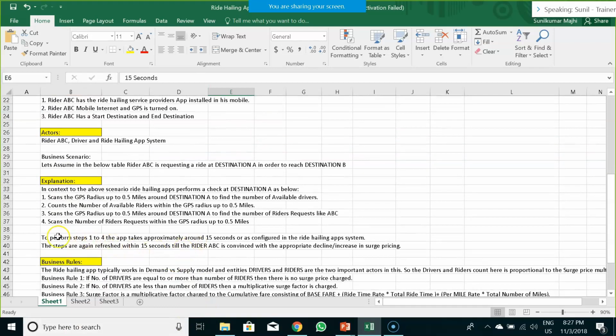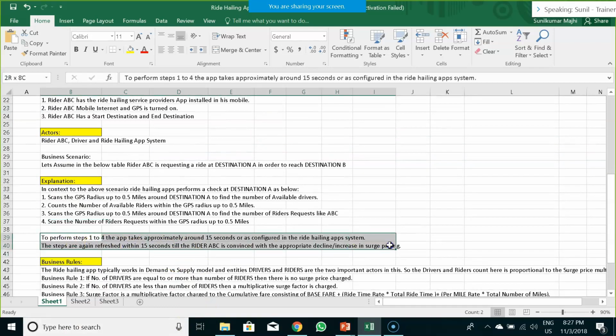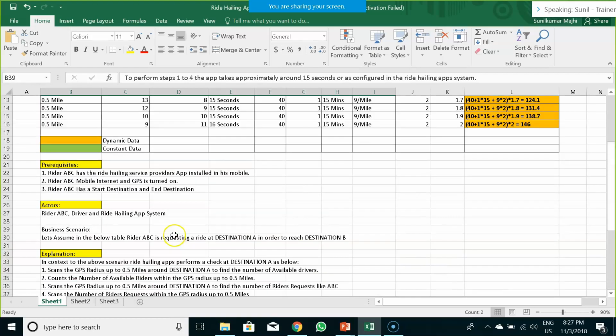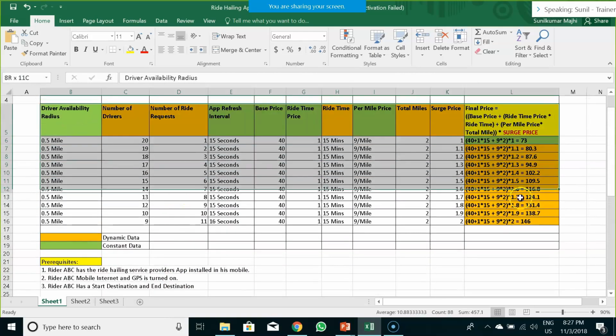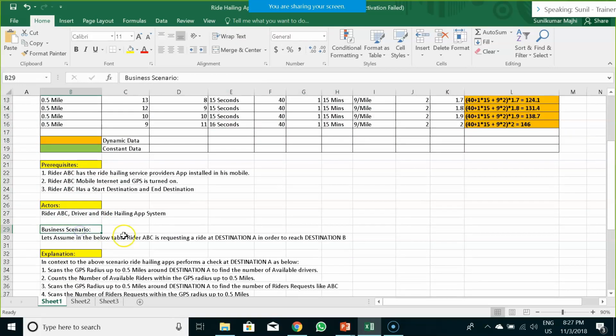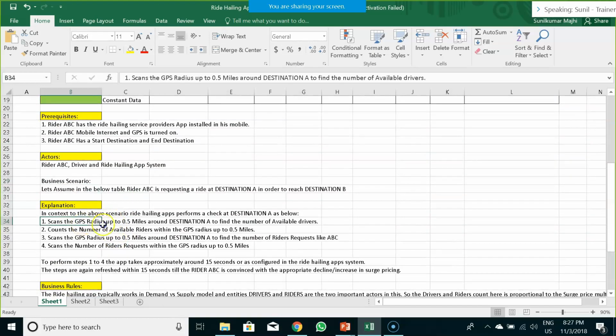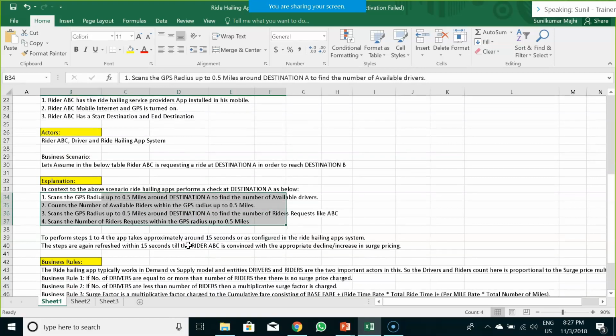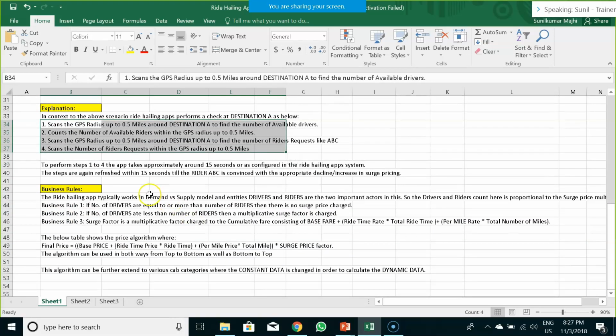Like I mean, you have explained it in your particular explanation. Now this is about the processes that it would follow. Now we have the prerequisite, we have the actions, we have the business scenario, and we have the necessary set of processes. Step 1, step 2, step 3, step 4, essentially the business process. Now we come to the business rules.